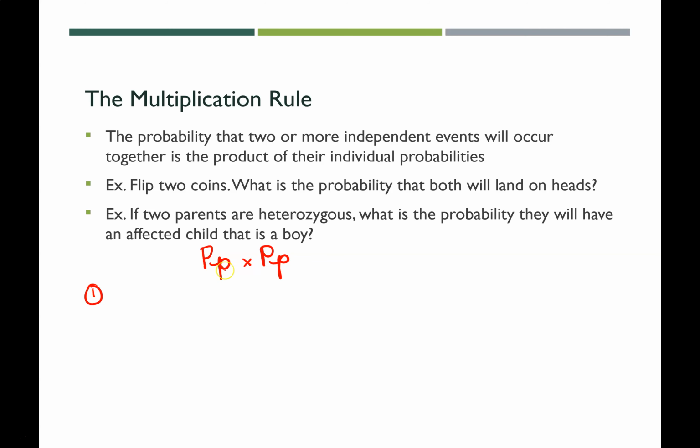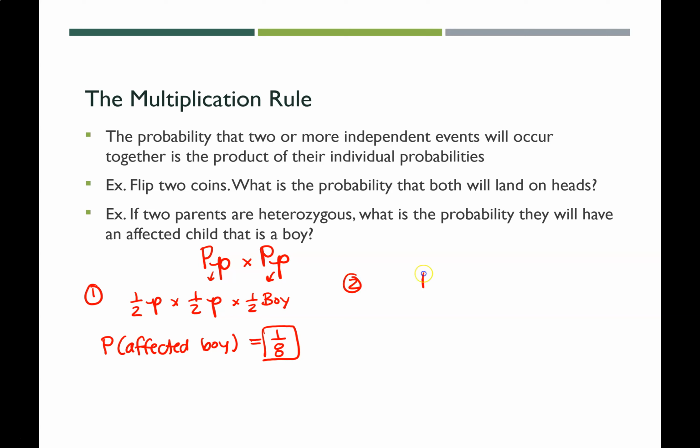The first way is we can just look at this cross, and you can say, well, there is a half chance of this parent passing on the little p. There is a one half chance of this parent passing on the little p. And there is a one half chance of that child being a boy. So the probability of an affected boy is one half times one half times one half, which is one eighth.